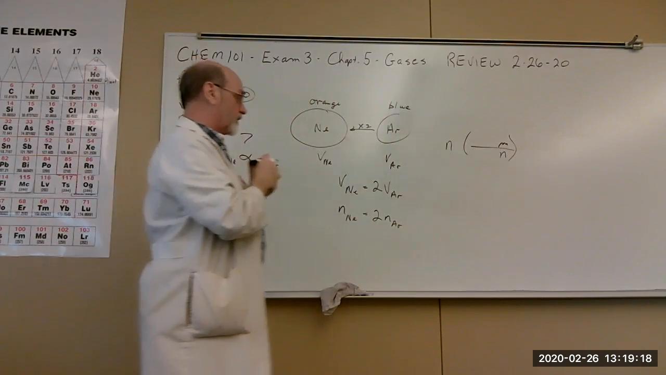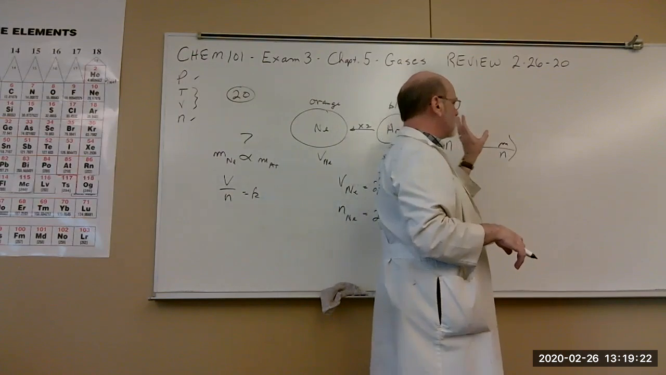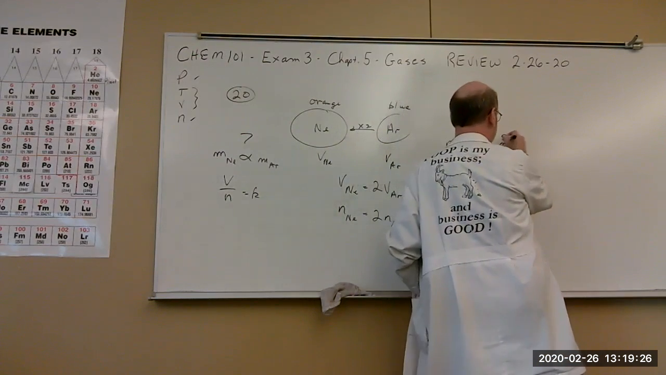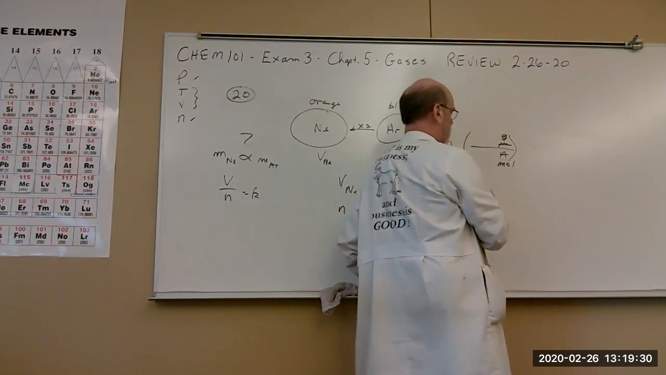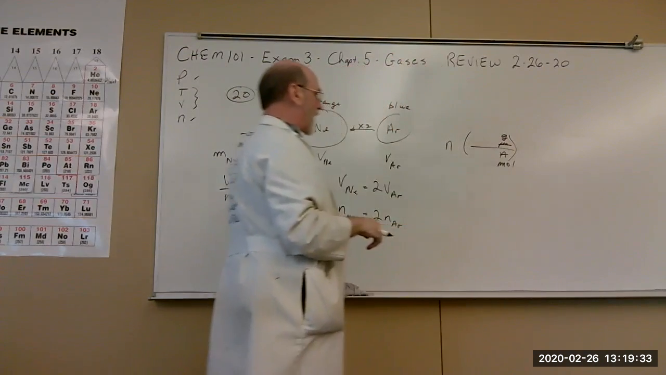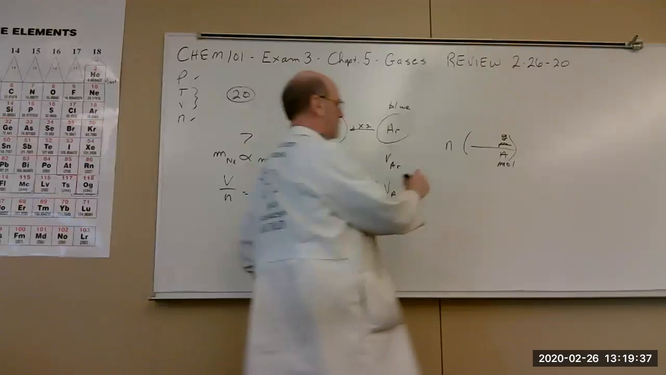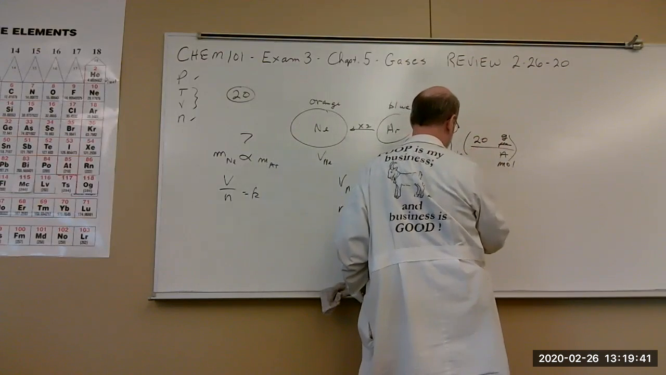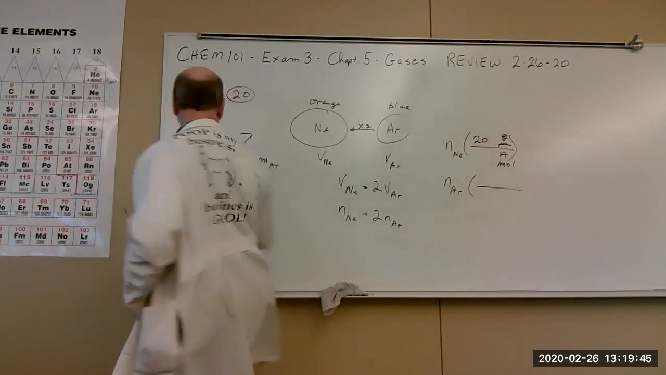Okay. So now that we know that, if you want to find the number of moles of something, you need the molar mass, grams per mole. All right. So what are the grams per mole for neon? About 20. Right? And for argon, it's about 40.